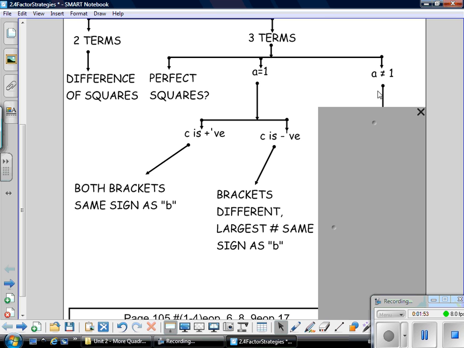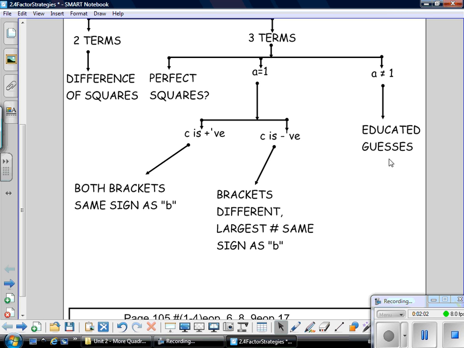Then we're left with when a doesn't equal 1. That was yesterday's lesson. Now, I have here educated guess, but at the same time, I gave you lots of different skills and a talk through in order that you can figure out exactly how to factor these kinds of complex trinomials.